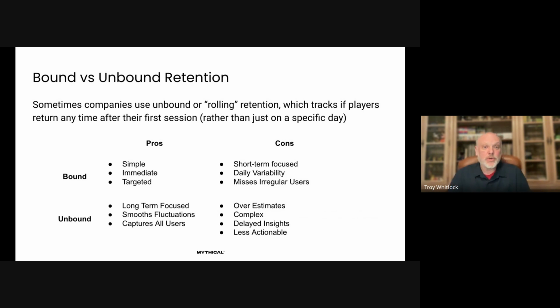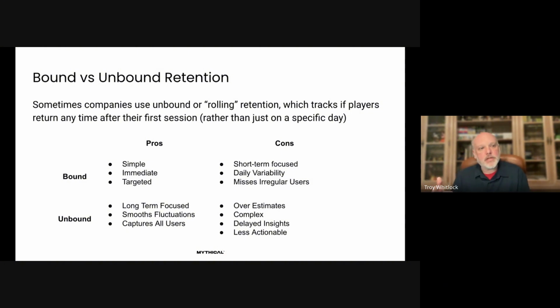And some companies do use unbound or rolling retention. It's a little bit of a vanity metric, like it's going to make your retention look better. So, the pros and cons of bound and unbound. I called it a vanity metric, but unbound does have a value, particularly when you're looking at long-term retention. The number of players who are actually going to play on day 365 is infinitesimally small. But you might have made changes that are going to have impacts way deep in the funnel.